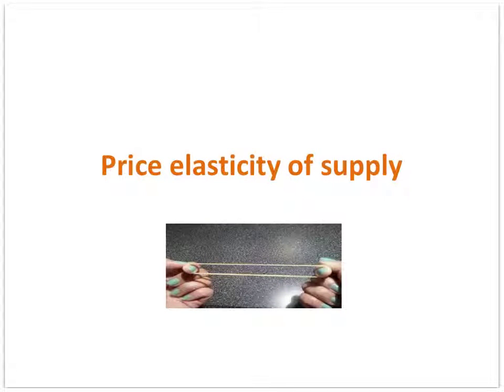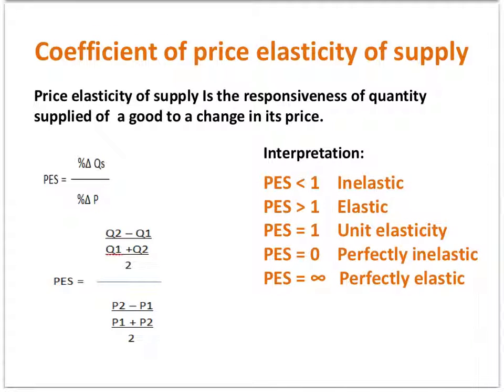In this video, I'm going to explain what is price elasticity of supply, how we measure the degree of price elasticity of supply, and what are determinants of the price elasticity of supply. Price elasticity of supply is the responsiveness of quantities supplied of a good to a change in its price. To measure degree of price elasticity of supply, we calculate coefficient of price elasticity of supply. Coefficient could be calculated by using either percentage change method or midpoint method.